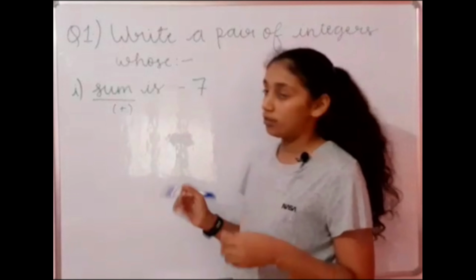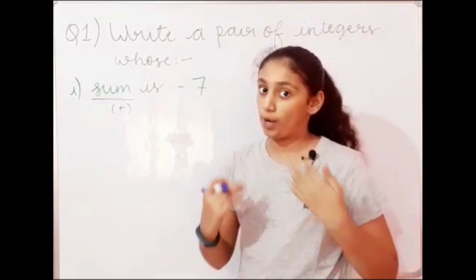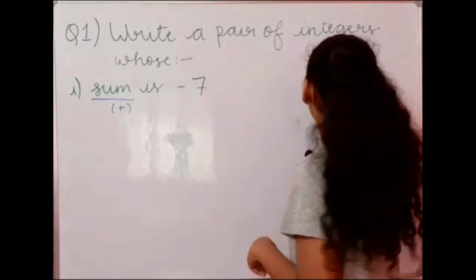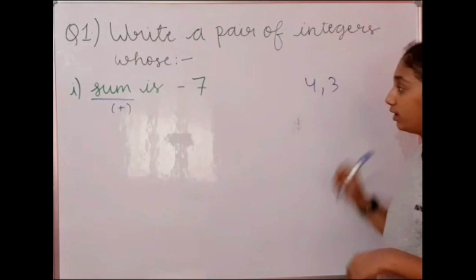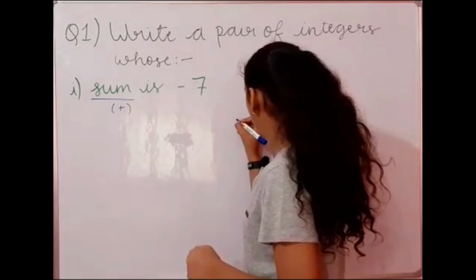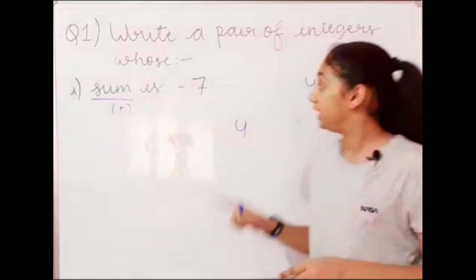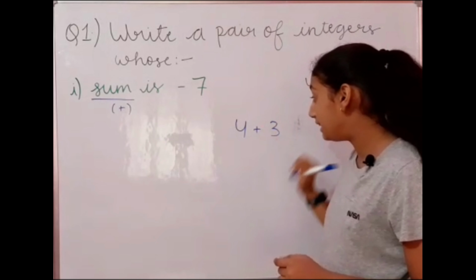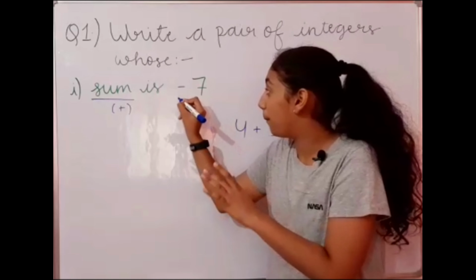So for now, let's forget the signs and think of two such integers that when we add them, the answer should come as 7. Two such integers are 4 and 3. Right, and now let's put the signs on 4 and 3. We know that we need to add these, and we also know that we want the answer as -7.